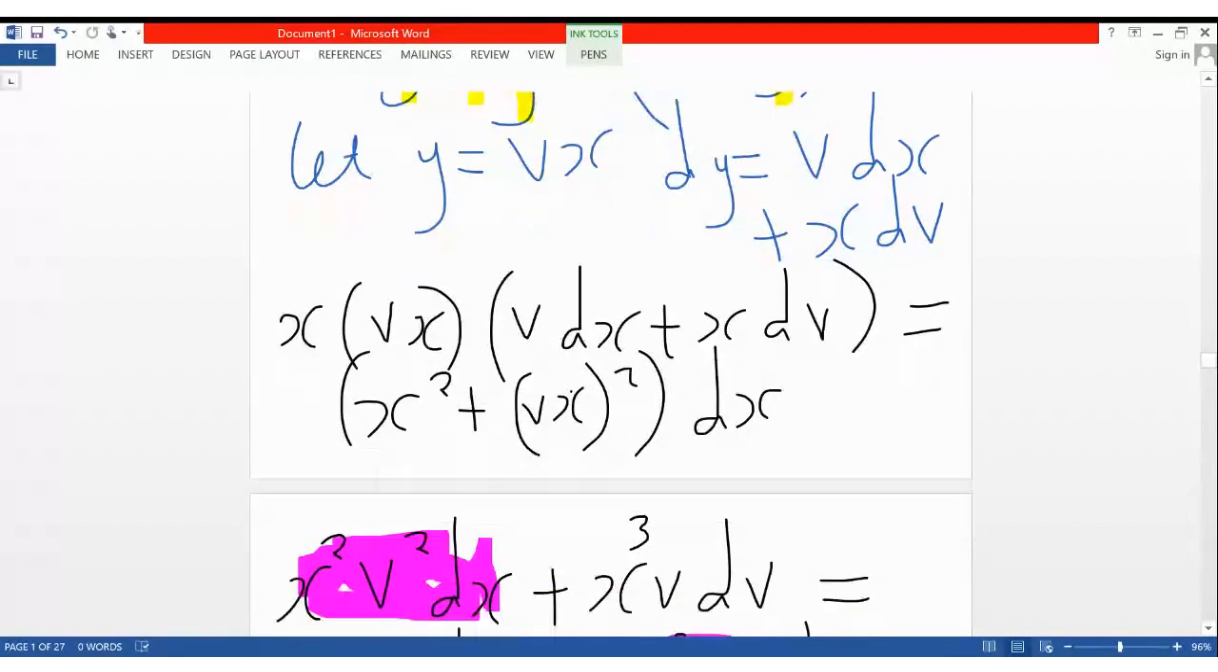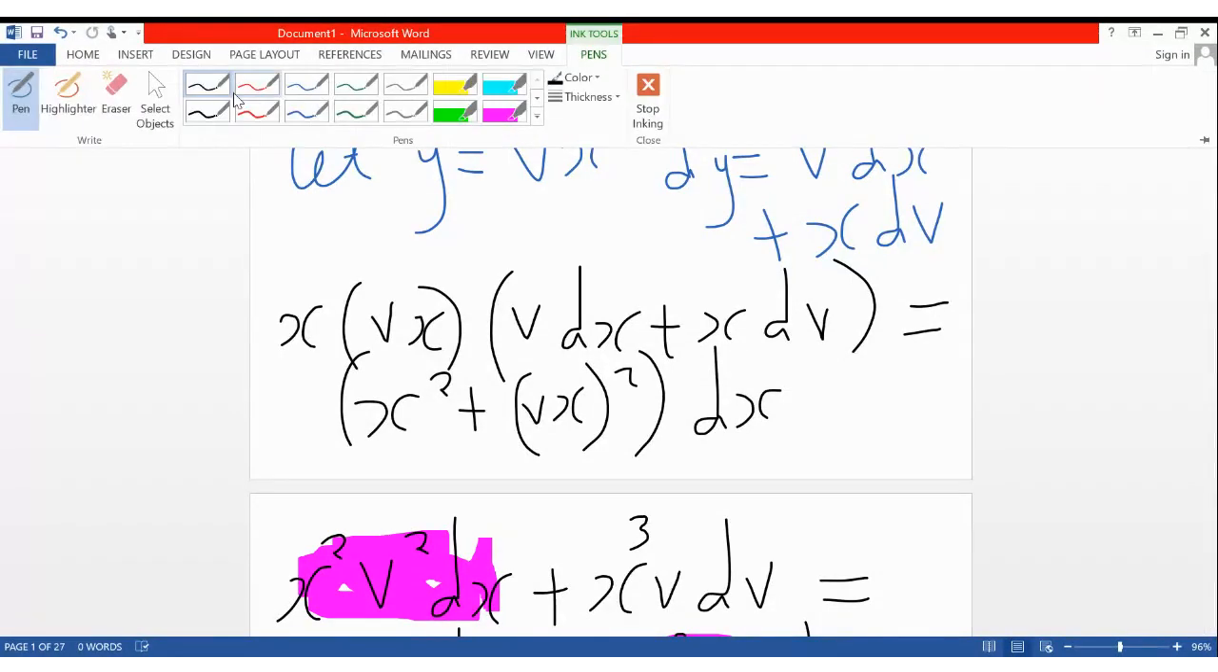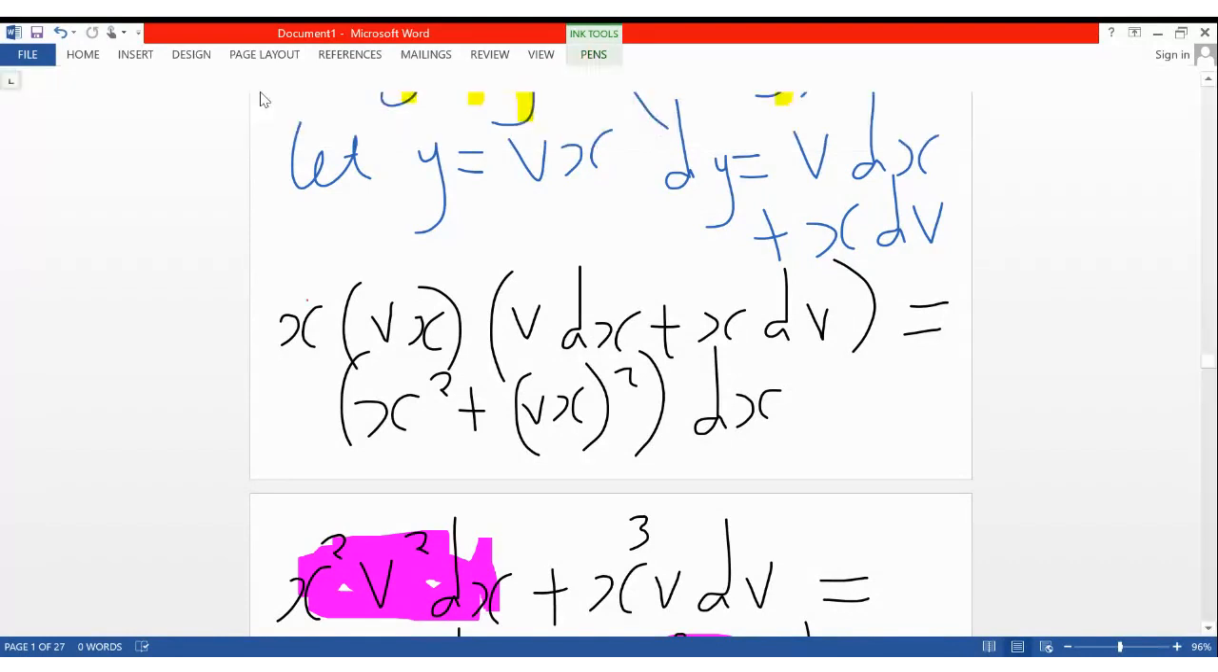So we have x times v times x times v times dx. So how many x do we have? Let me circle the first one. So we have that one x, we have that one x, so it will become x squared. Then we have here the v and the v. We shall get v squared. That's the first one. Now, again, we have everything that is outside here.